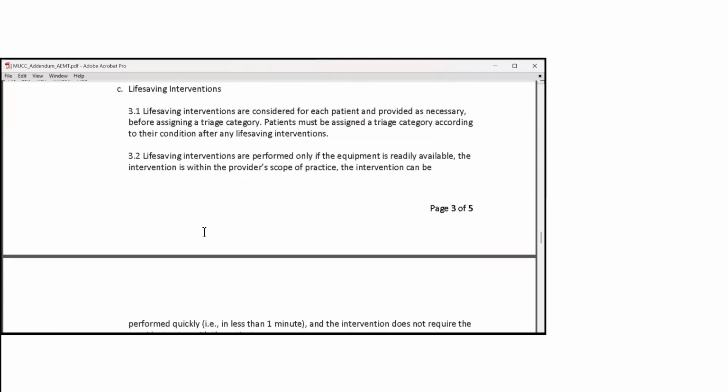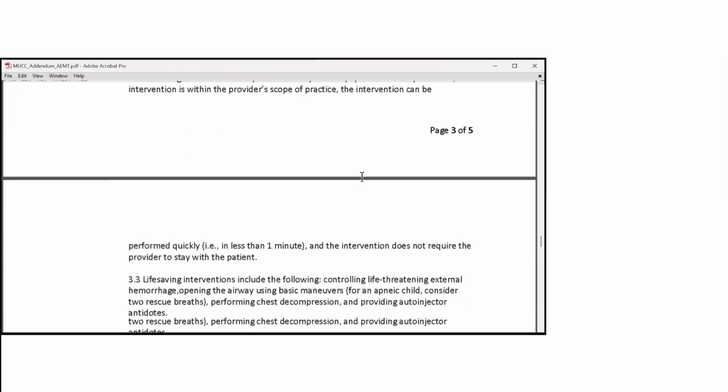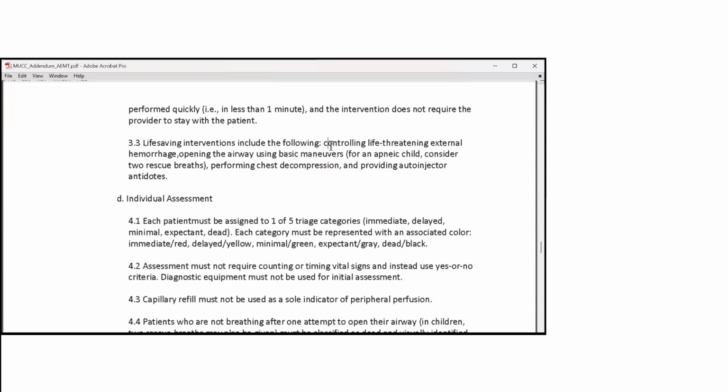The next part is life-saving interventions. Life-saving interventions are considered for each patient and provided as necessary, performed only if the equipment is readily available and within the scope of practice of the individual, okay? These are the life-saving interventions: controlling life-threatening external hemorrhage, opening the airway using basic maneuvers, for an apneic child considering 2 rescue breaths, performing chest decompression, and providing an auto-injector antidote. Again, this discusses a lot the use of antidotes in patients with poisoning, for example, okay?